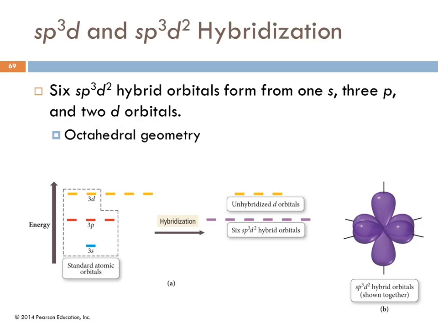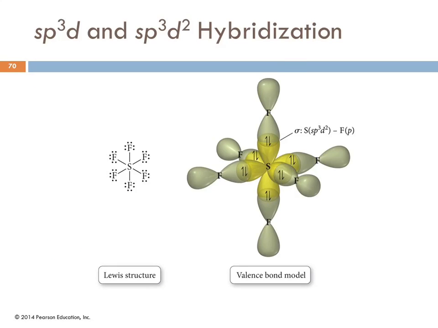sp3d2. Well, we've got the S, 3 Ps, and 2 of the Ds. And we hybridize all of these together, and we get 6 degenerate orbitals. 6 degenerate orbitals are going to make this octahedral shape. And so each of these can form a sigma bond with one other atom. So here's sulfur hexafluoride. Sulfur will do the sp3d2 hybridization, and then it can overlap with each of these. Any questions?